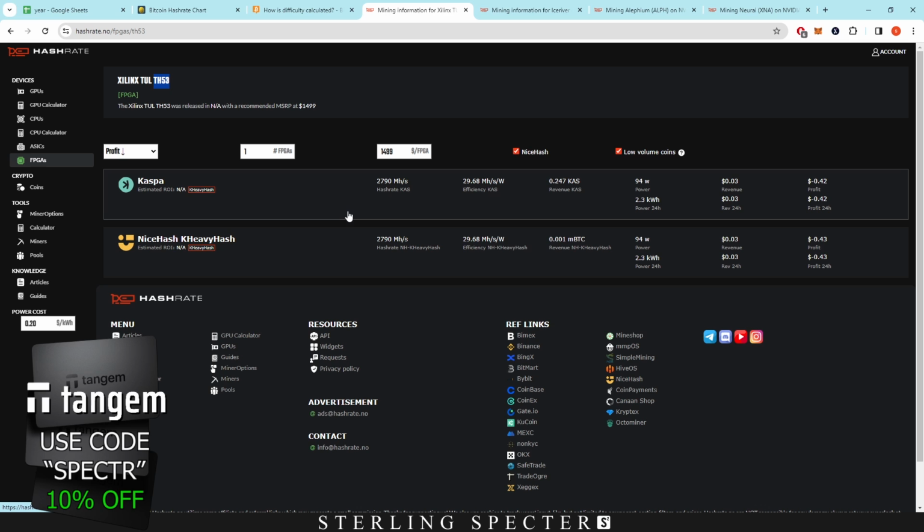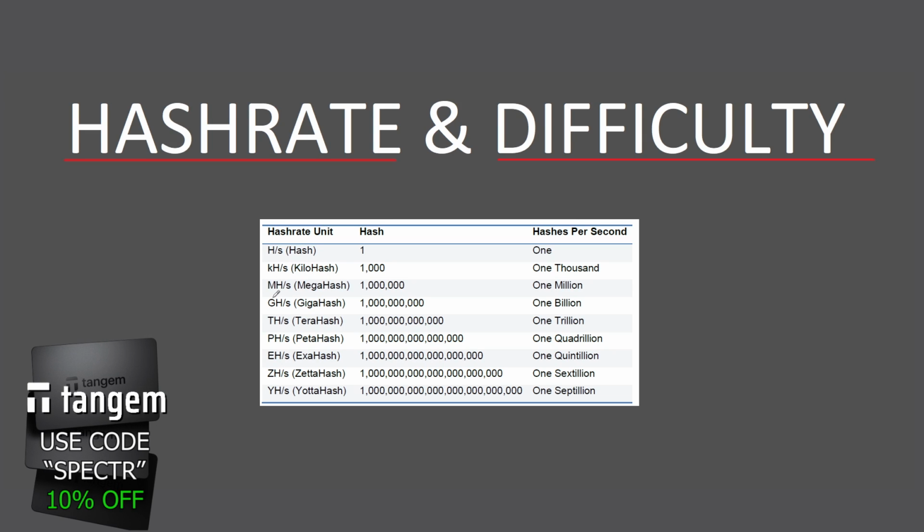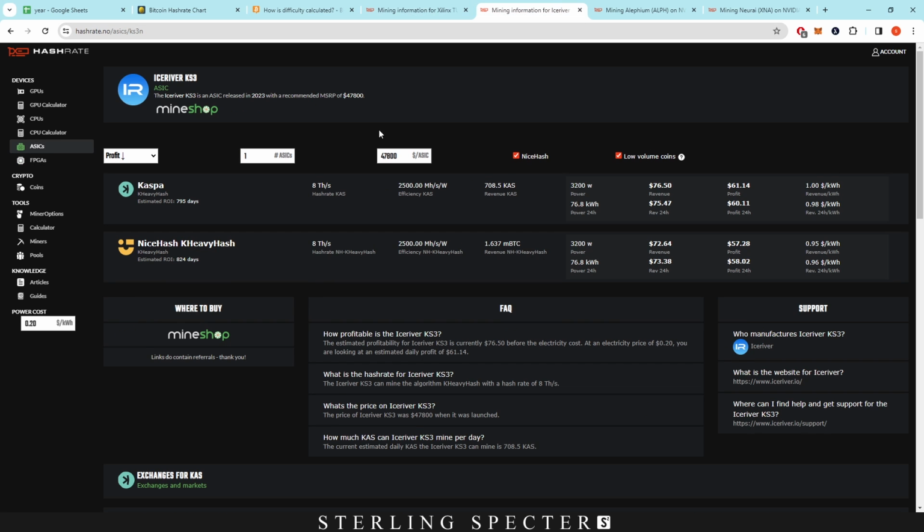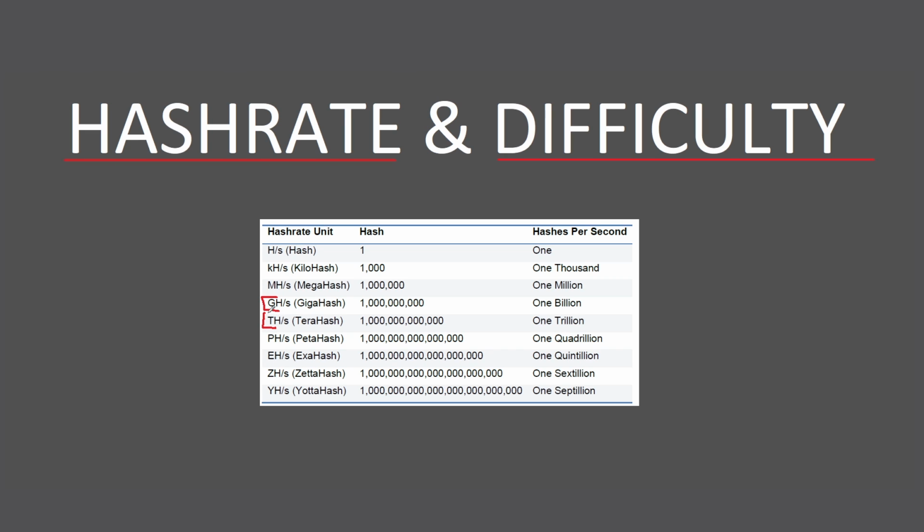Now this would equate, I believe, into 2.7 gigahash. So we're in this gigahash range again for this FPGA. However, if we look at our Ice River KS3, this has a hash rate of 8 terahash on the Kaspa network. So we'd be in this range for the ASICs. I'm just trying to give you examples of how hash rate would increase as you go up the hardware scale. But all you need to really know is this is how much computing power, or hashes per second, you are doing on the network.